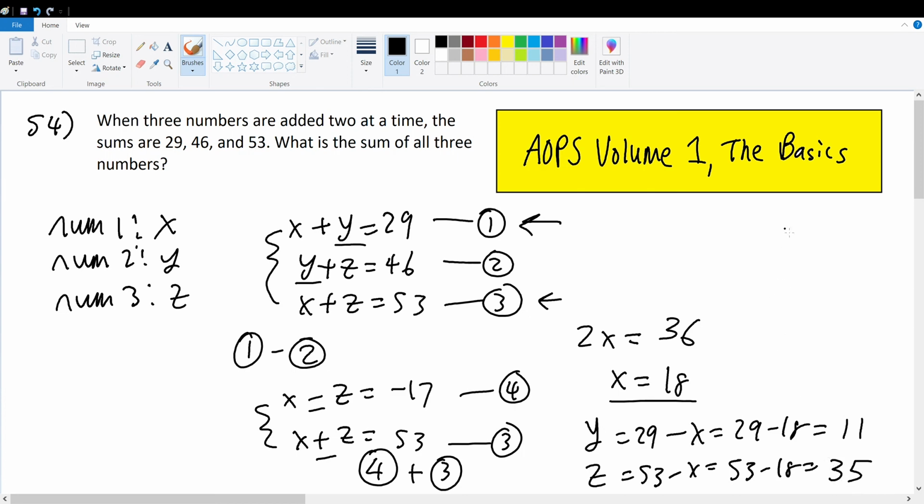So x is equal to 18, that's our first number. Our second number is 11, and our third number is 35. So sum them up, and what do we get? We will get 18 plus 11 plus 35, which is equal to 64. The solution to our question.